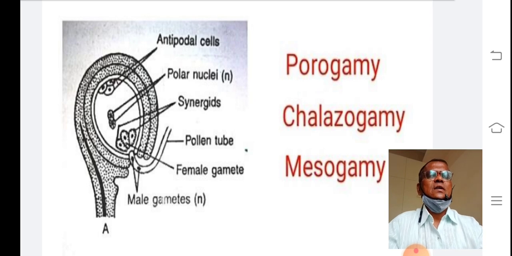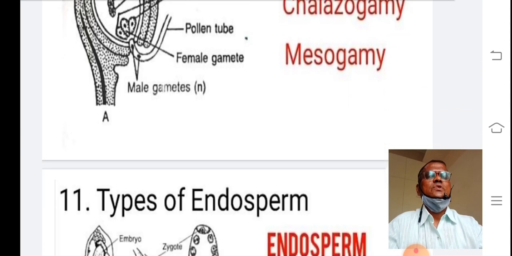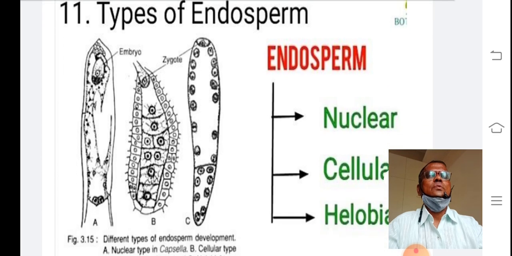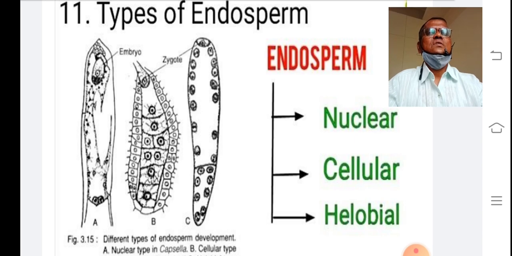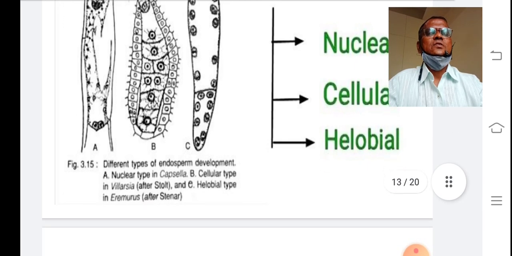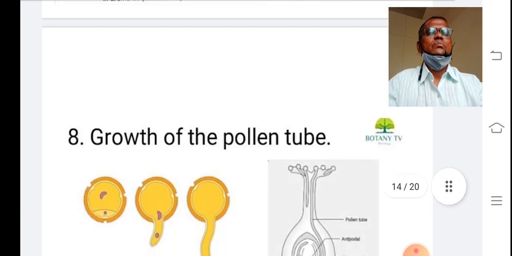Male gametes are haploid, female gametes are haploid, and then there are synergids and polar nuclei. They lead to the formation of the zygote and then the endosperm. After fertilization, endosperm develops. There are 3 types of endosperm: nuclear, cellular, and helobial. Nuclear means development in the nucleus generally, cellular means many cells are there, and helobial means at the margin. So these are the main 3 types.